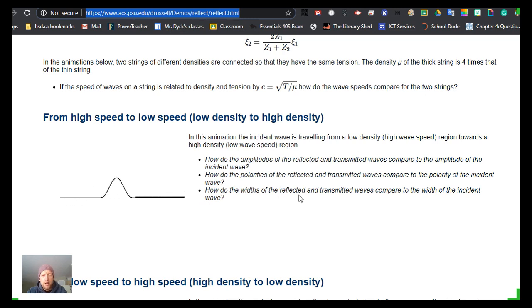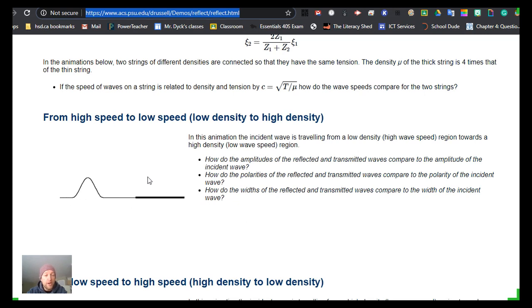And lastly, how do the widths of the reflected and transmitted waves compare to the width of the incident wave? So if you can try to kind of picture what the width is of the incident wave, what does it look like when you're transmitting it? What does it look like when you are reflecting it? And even what is the width of this part of the wave partially representing? And if you said wavelength, then you are correct. So that's going to be determining what does the wavelength do as it transmits and reflects from the low density to the high density material.